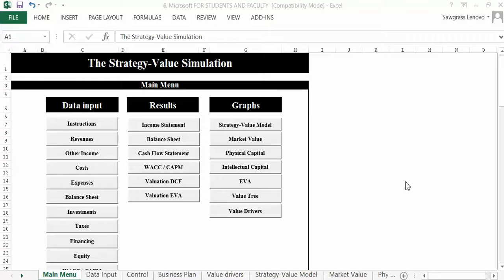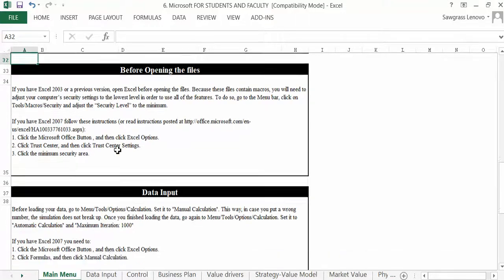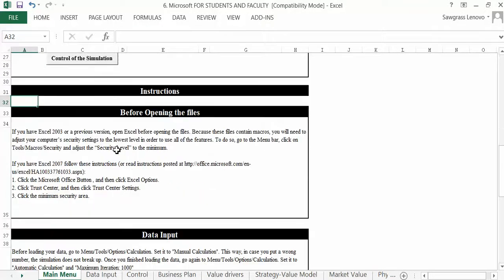When you open it, it asks about macros. You have to allow the macros, otherwise you won't be able to use the simulation. The first thing that you have to do, before doing anything, is go to Instructions. Read them, so you have some basic ideas of how to use it. It's not a big deal.